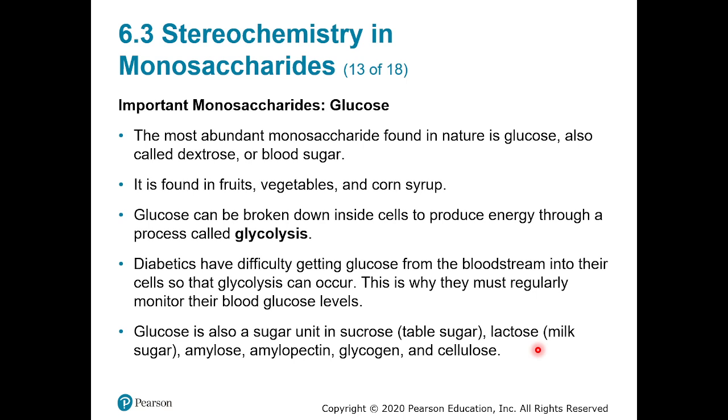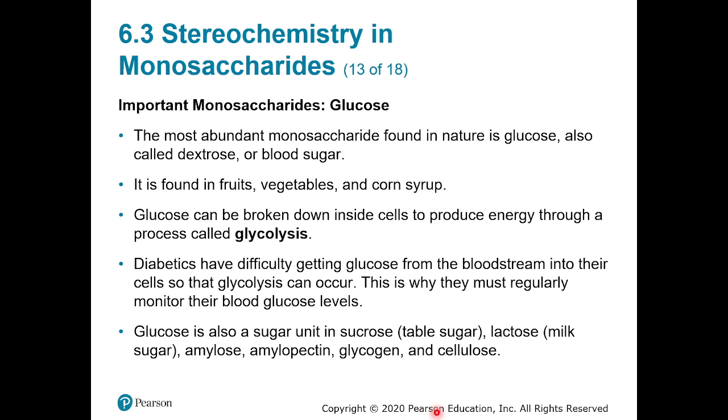The glucose is also going to be a sugar unit in sucrose. Sucrose being table sugar, that is actually a disaccharide, right? Glucose or fructose? Glucose or fructose? Yeah, fructose. You got it. Yeah, you got it. Lactose. This is a milk sugar. And this has the glucose in it.